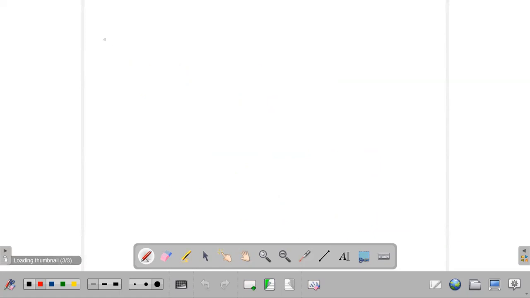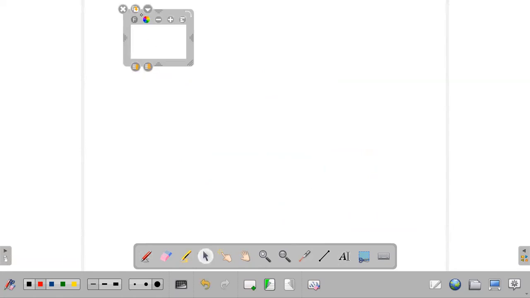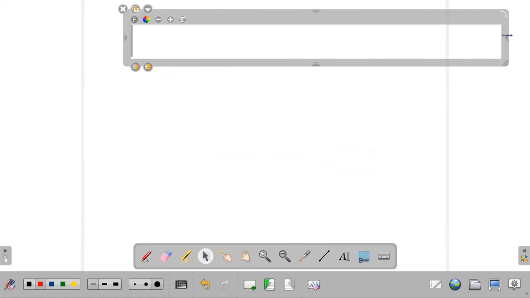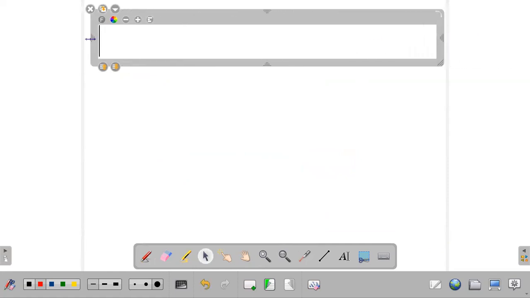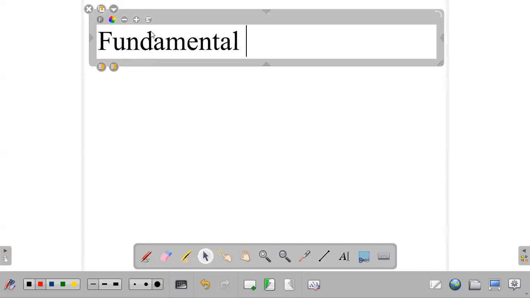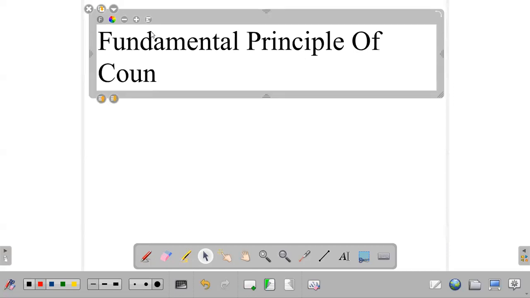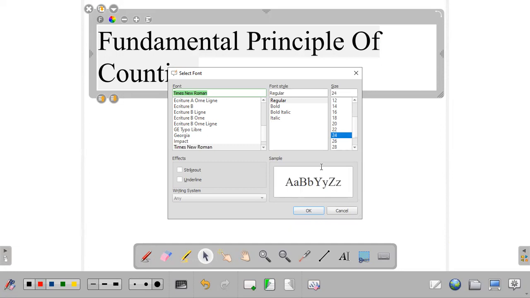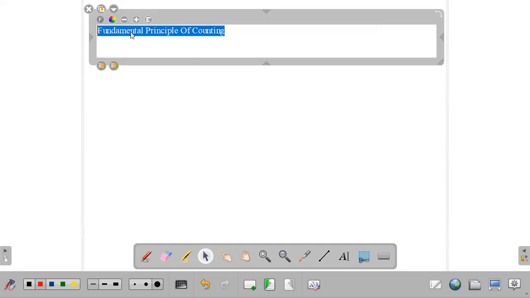Now I will talk to you about the fundamental principle of counting. Okay, so I'll just type these details here. I request you to please write this fundamental principle of counting. Make a note of it. I'll tell you what this is all about. What is this fundamental principle of counting? I shall quickly mention it. Okay, so please note this.